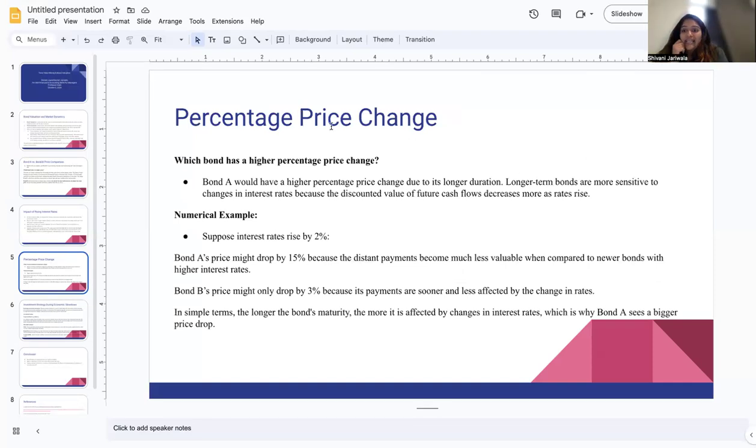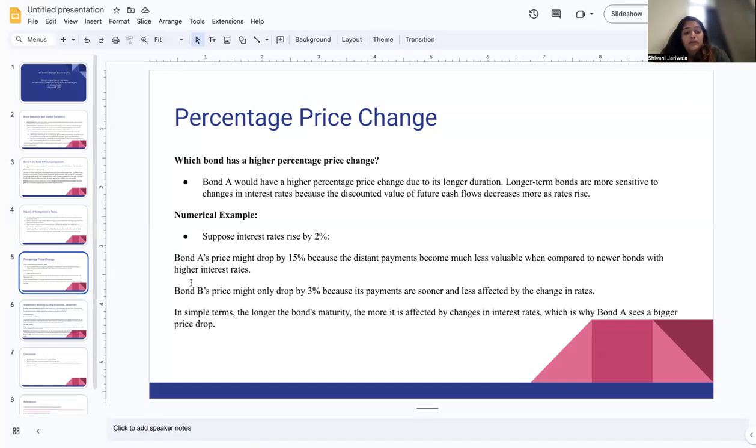Now, percentage price change. Which bond is going to have higher percentage price change? Bond A would have higher percentage price change because it has a long duration of 30 years. Long-term bonds, as we discussed, are more sensitive. So numerically, let's see this. Suppose the interest rate rises by 2%, from 7 to, let's say, 9%. The bond price might drop by 15% drastically because the distant payments become much less valuable when compared to newer bonds with higher interest rates.